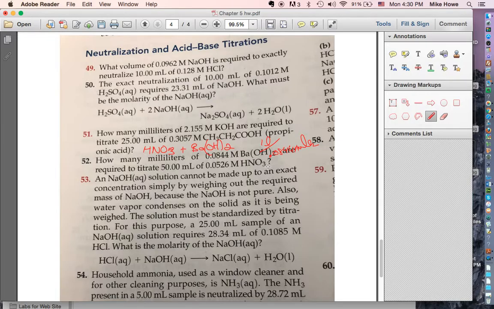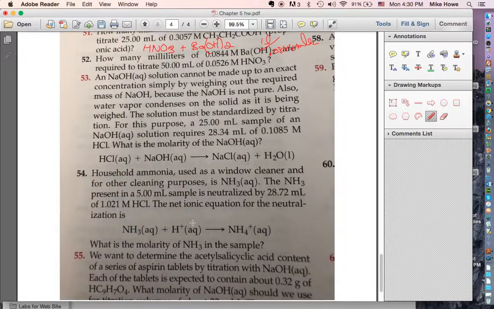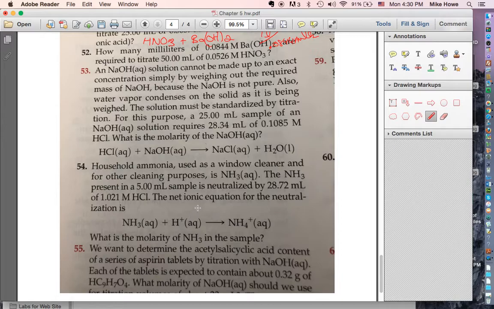Okay, question 54 down here, household ammonia as a window cleaner. It gives us the equation right here. You have NH3 plus H plus makes NH4. Okay, so you know this volume and you know this molarity. So could you find the moles of HCl? Yes, volume times molarity. Once you know the moles of HCl, that's also the moles of H plus, because HCl, when it comes apart, turns into H plus and Cl minus. So if you know moles of HCl, you also know moles of H plus.